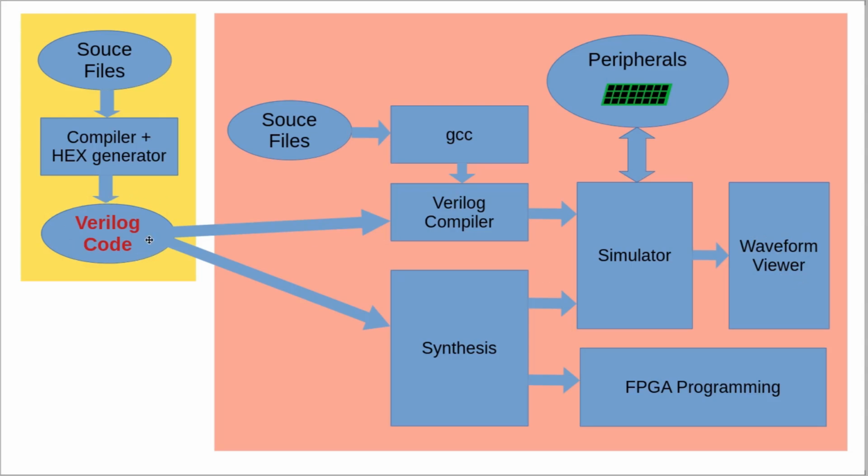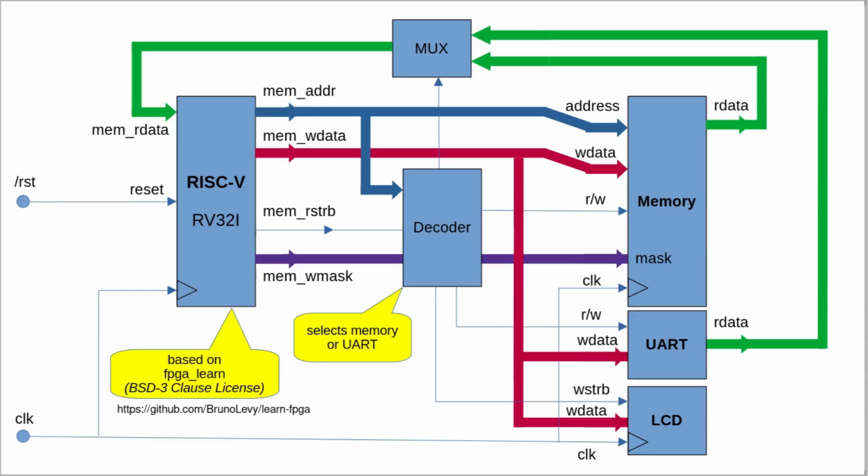Let's have a more detailed view of the Verilog code, in particular the architecture. Here we see a RISC-V CPU running with 32 bits only, the variant RV32I that I took from the FPGA Learn website, from Bruno Levy. It's a BSD 3-clause license, which is pretty nice, and I decided to include it in my project. Here we have a clock that is going to be the 12 megahertz running in the iCEBreaker, although I'm currently not synthesizing the project.